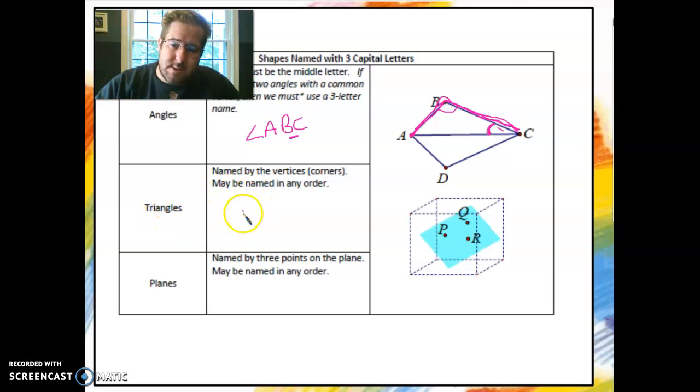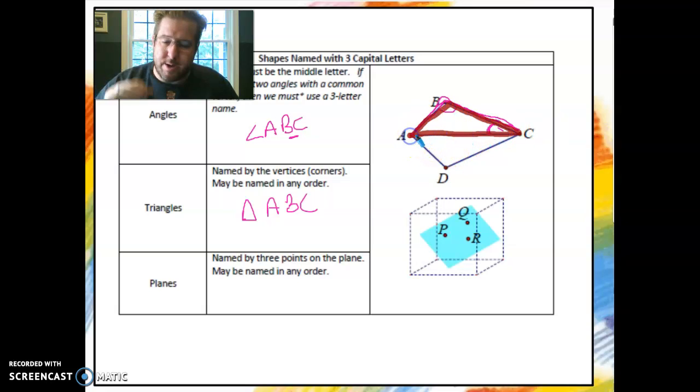Triangles. Triangles also need to have 3 letters, obviously. Now, the symbol for triangle is just what looks like a triangle. So if I say triangle ABC, then clearly I am talking about this triangle here, connecting all 3 of those points since it's a triangle, not an angle. So the symbol does matter quite a bit.